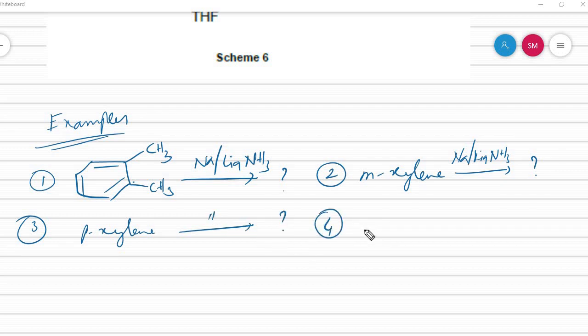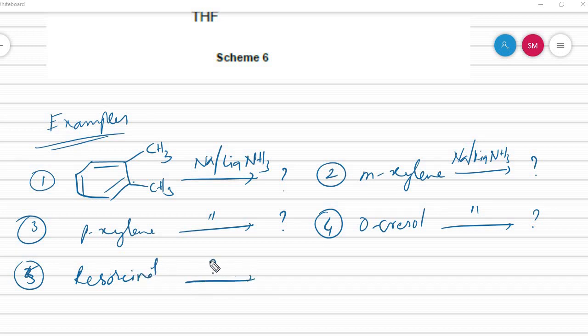If it is ortho cresol, what would be the product? If it is resorcinol, what would be the product? And if it is quinol, what would be the product?